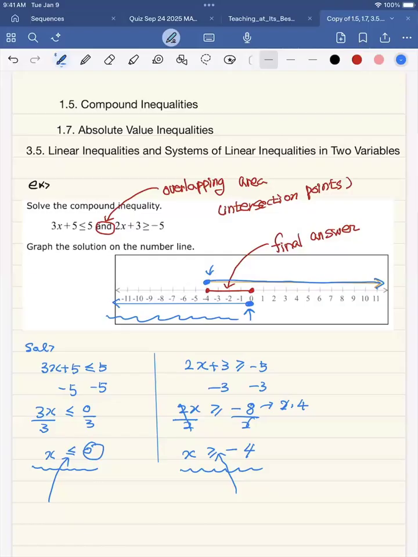In this compound inequality, the two inequalities are connected with and. That means the solution must satisfy both inequalities. Therefore, we have to choose the overlapping part. So negative 4 to 0. If we want to denote it with another notation, then we use bracket notation: open bracket, negative 4, comma, 0, close bracket.